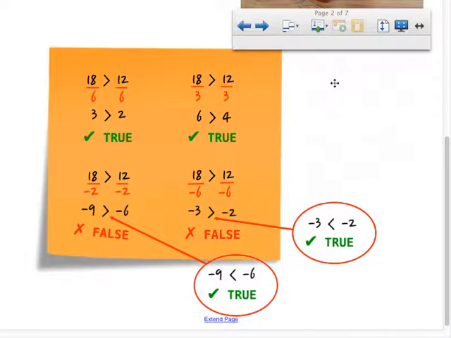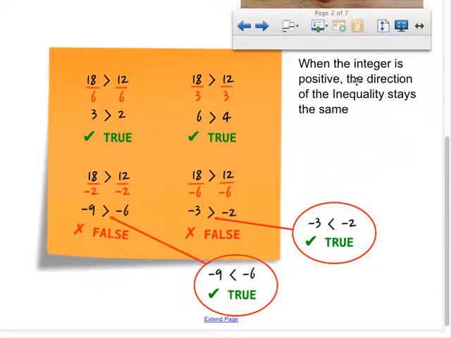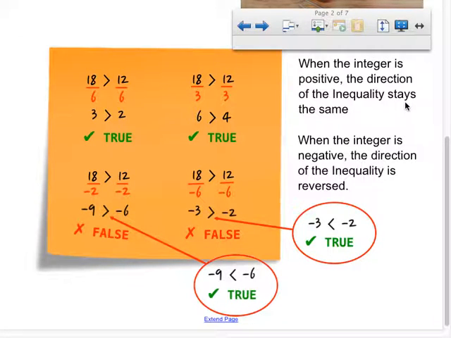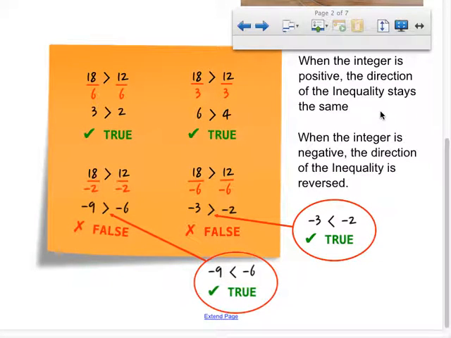So here's the rule. When the integer is positive, the direction of the inequality stays the same for a multiplication or division property of inequality. But when the integer is negative, the direction of the inequality is reversed when you multiply or divide by a number. If that number is negative, you have to change the direction of the inequality. You guys understand? That's the one little difference when it comes to solving inequalities versus equations. Understand? Okay, any questions so far?